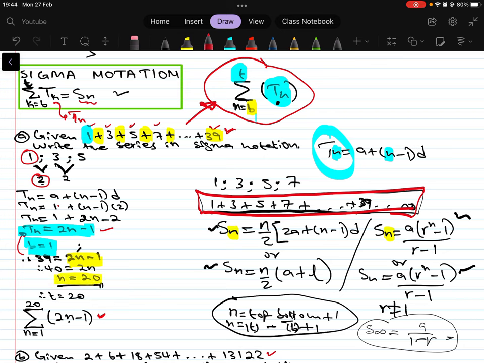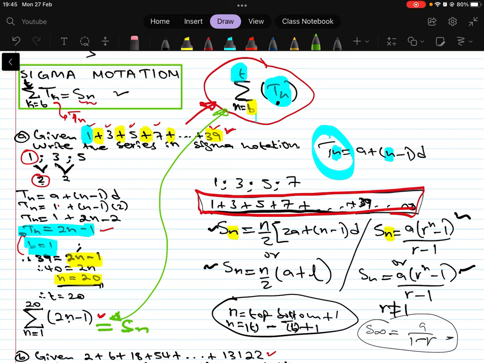Then we just need to write it in this sigma notation format. That's basically what you do, and then you are good to go. There's really nothing hectic about sigma notation. That's basically what you are required to do. With sigma notation, if you are required to evaluate it, or get the value of the series which is represented in sigma notation, you are basically going to say it equals Sn.